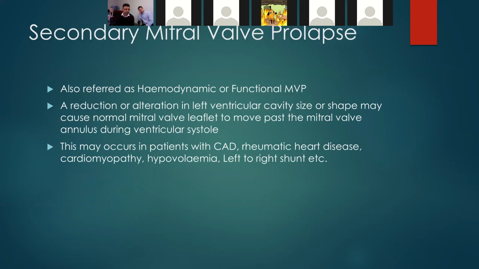And the last one is secondary mitral valve prolapse. It's also known as functional or hemodynamic mitral valve prolapse. In this, there's either a reduction or alteration in the left ventricle cavity size or shape, and it may cause a normal mitral valve leaflet to move past the mitral valve annulus during ventricular systole. For example, in coronary disease, rheumatic heart disease, cardiomyopathy, hypovolemia, or left-to-right shunt, you can have this functional mitral valve prolapse.